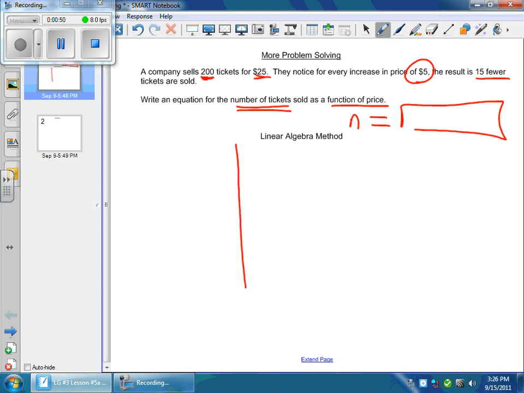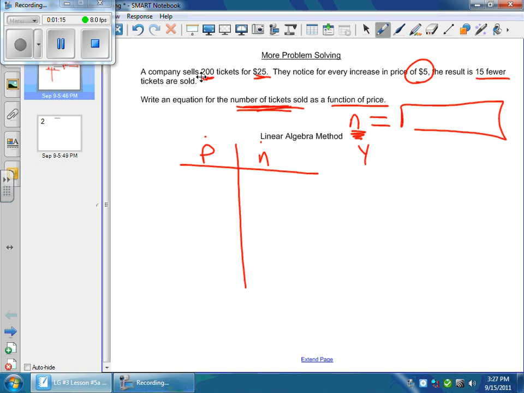The linear algebra method is very, very interesting. What you're going to do here is you're going to set up a table of values. And the interesting thing is that they said the number of tickets sold. So this is actually going to be your y value. So the number of tickets sold here is n. All right, so that means the price has got to be P. That's going to be your X value. All right, so here's your X, here's your Y.